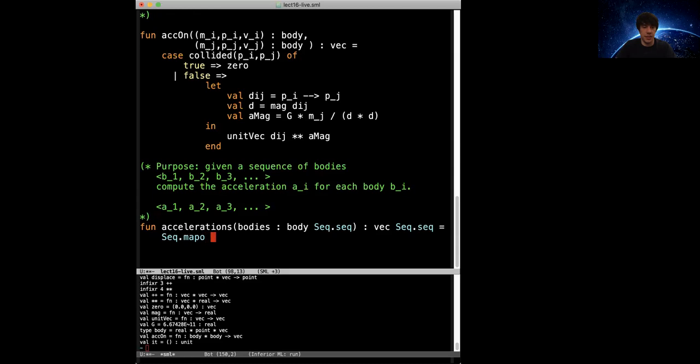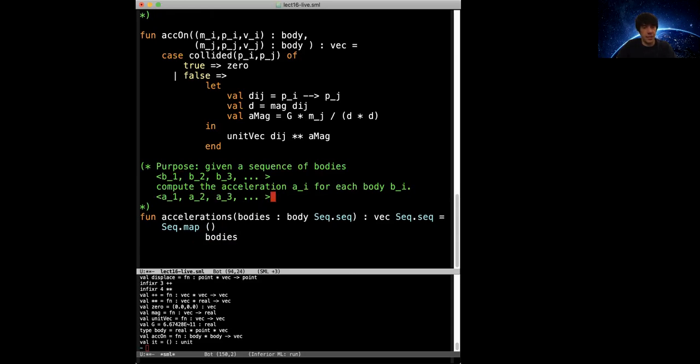Okay, so how are we going to do this? Well, if you're spitting out one thing for each body, I'm turning the body B1 into an acceleration A1 and turning the body B2 into an acceleration A2. That looks like a map. So what do I do for each body Bi? Well, now I need to figure out the acceleration on the body Bi.